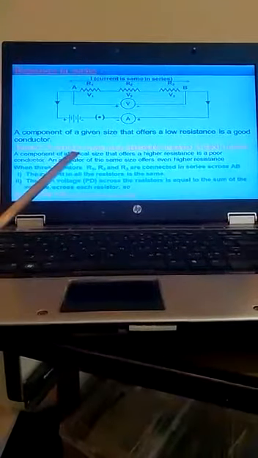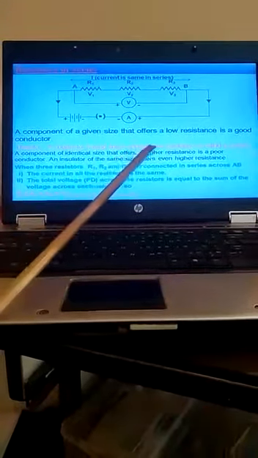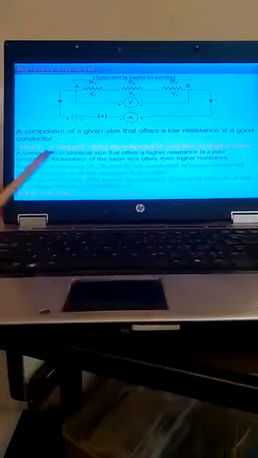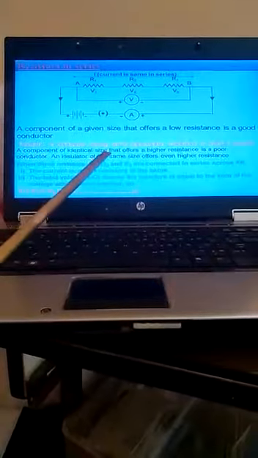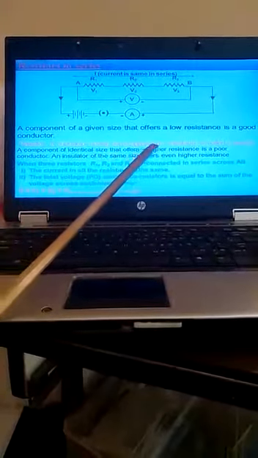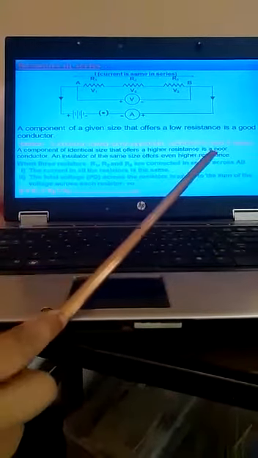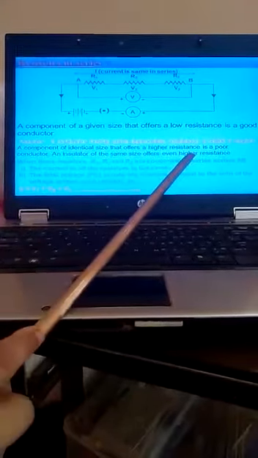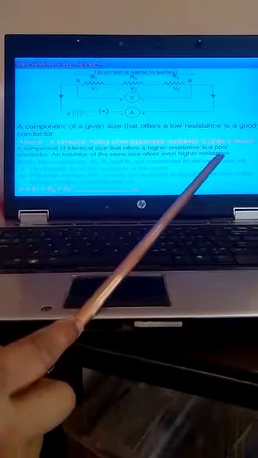A conductor having some appreciable resistance is called a resistor. A component of identical size that offers a higher resistance is a poor conductor. An insulator of the same size offers even higher resistance.